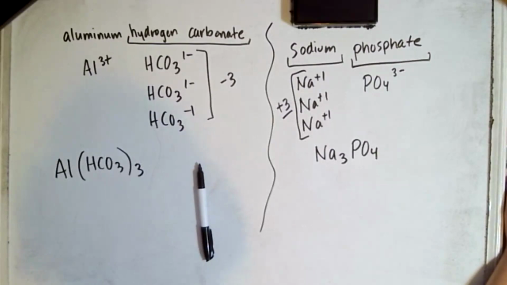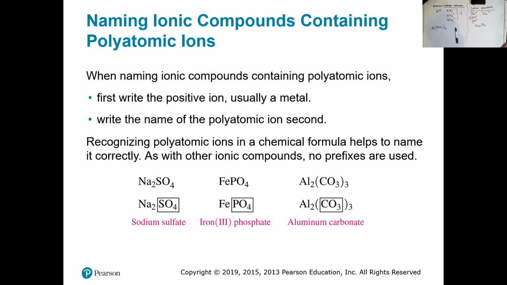Let's look real quick at the slide for naming ionic compounds that have polyatomic ions in them. I just want you to see the visual here before we look at some examples. The overall process isn't any different than when we were naming other ionic compounds. It doesn't change any. But you are seeing these polyatomic ions now instead, so you're not looking at the names of elements in this case.